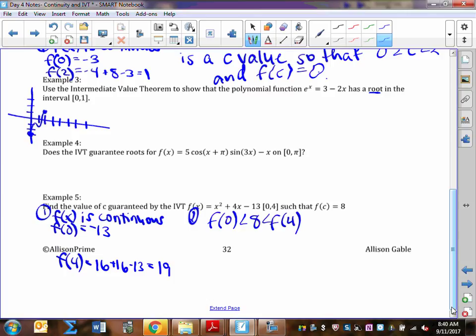All right. So find the value of c guaranteed by our IVT. Okay, so we know that we can use IVT. We've checked all those conditions. So how in the world do I find what c value gives me 8? Yeah. And we want to know when f of c equals 8, so let's go ahead and put an 8 for our f of x value here.